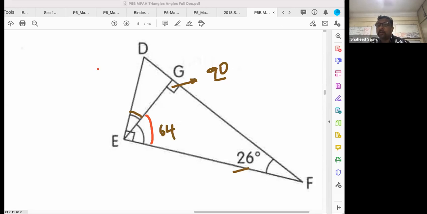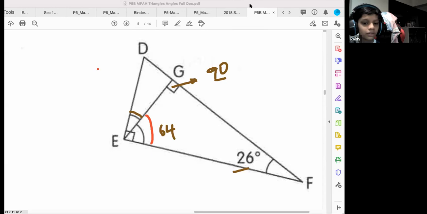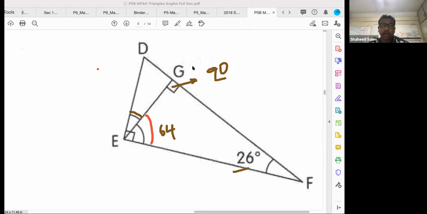Farish, where are you? I have not seen Farish. You must check after. Farish, you get it? You know how to get 64? 180 minus 90 minus 26, I also got 64. Okay, good. Correct. For the second one, well done, Naomi. What about this, Farish? What's the angle for this one? This one is 90. This one is 64.